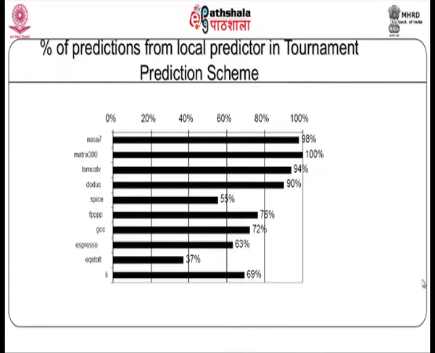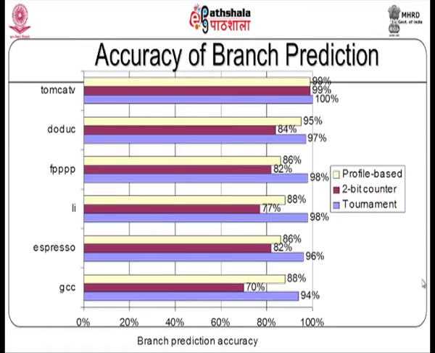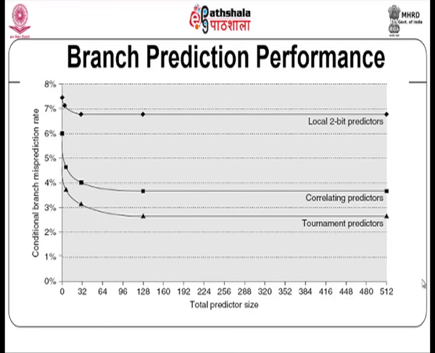This gives you some performance statistics about these predictors: the percentage of predictions taken from the local predictor when you go in for the tournament prediction scheme, and how the accuracy of branch prediction has varied over a profile-based predictor, a 2-bit predictor, and a tournament predictor. So, this again shows you the branch prediction performance.